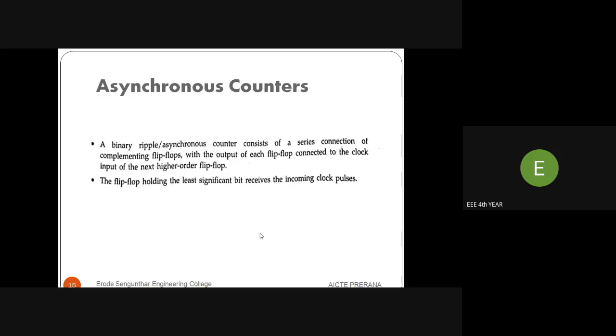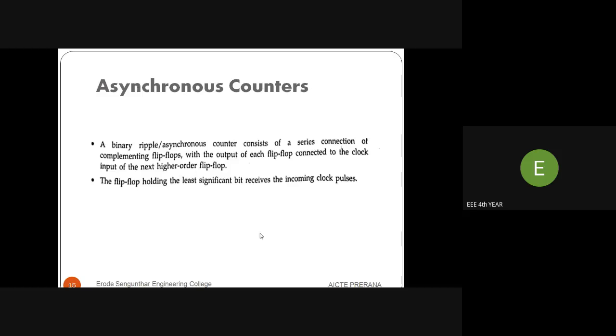It consists of a series connection, not a parallel connection, of complementing flip flops with the output of each flip flop connected to the clock input of the next higher order flip flop. Here the output of each flip flop is connected to the clock pulse of the next flip flop. The second flip flop output is connected to the clock pulse input of the next flip flop. This is called an asynchronous counter.